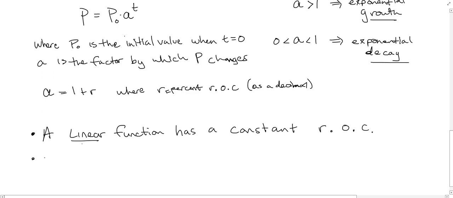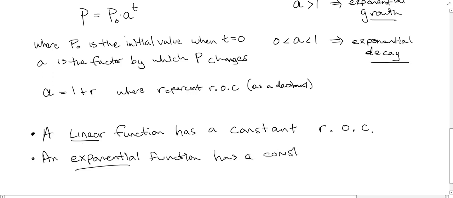And so what we're talking about now, an exponential function, does not have a constant rate of change. Instead, it has a constant percent, or relative rate of change. Alright, so let's take a look at an example.